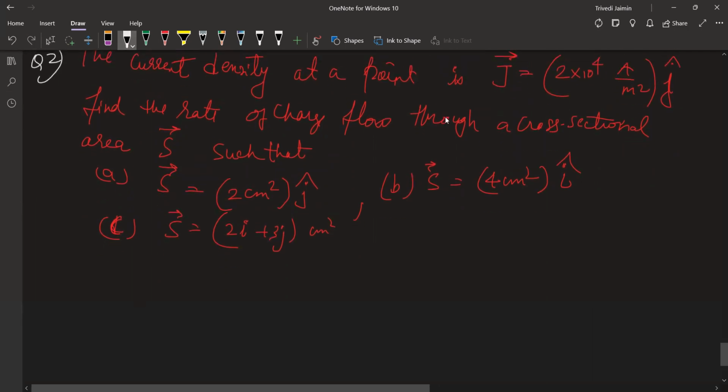Okay, for the current density at a point is this much. Actually, this one is very easy. So let me give you a small hint. Formula.